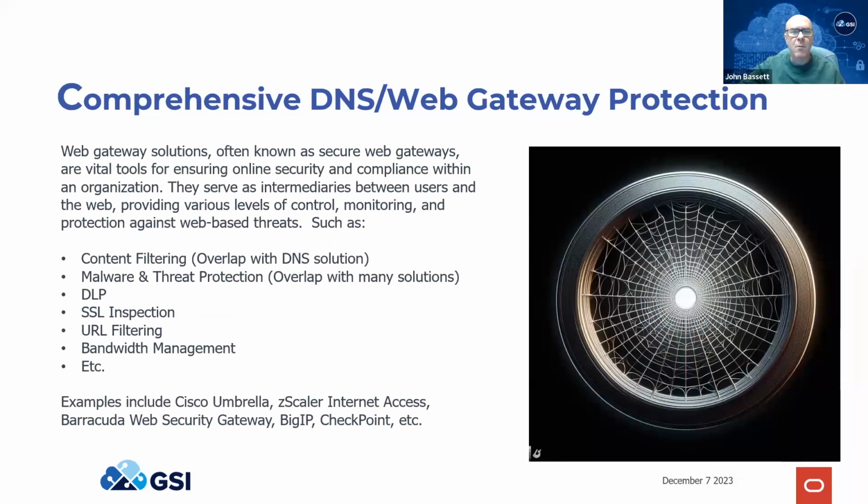So web gateway solutions, basically known as secure web gateways, and if you move to a cloud solution, OCI has secure web gateways. There are a bunch of different tools. They kind of serve as intermediaries between users and the web. And Cisco Umbrella is a form of a secure web gateway. Gives you levels of control, monitoring, etc. It also allows you to do content filtering.